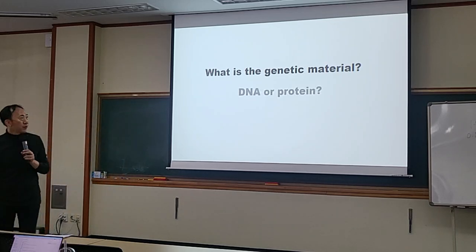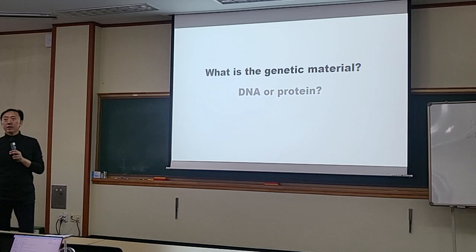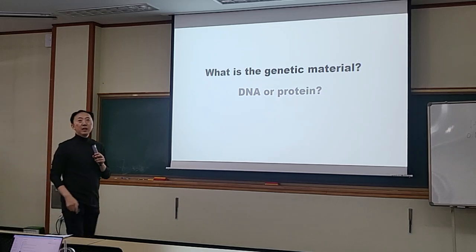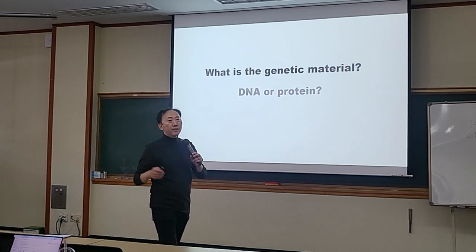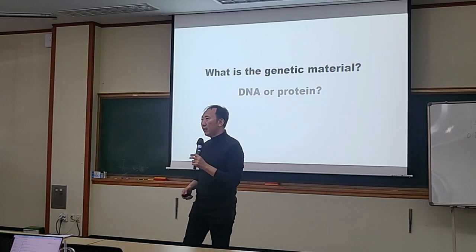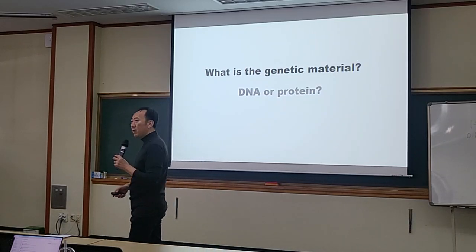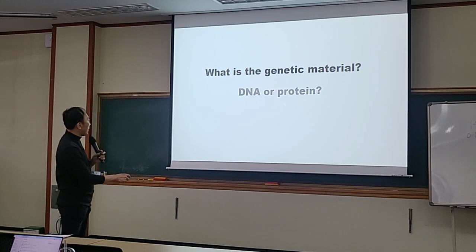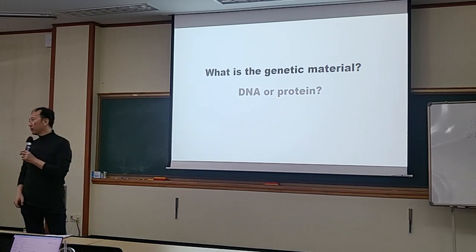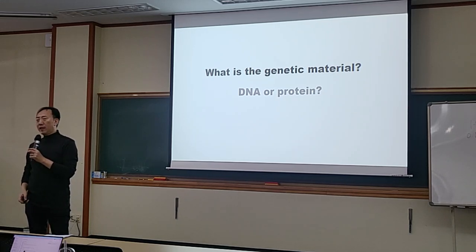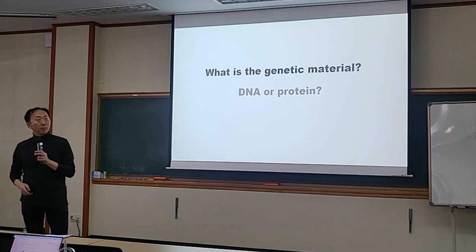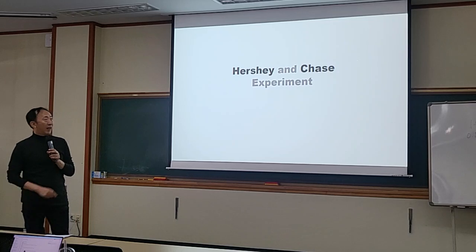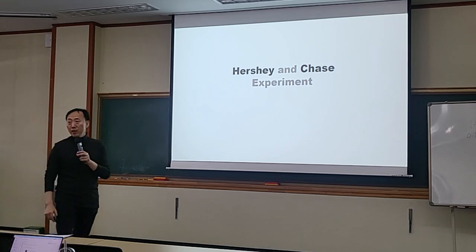The candidates were those 3 major components of a biological material: carbohydrates, lipids, proteins, and what's missing? The nucleic acids. The most promising candidate at the moment was the protein. We have seen many different kinds of protein, and it may have more diversity. DNA looked quite boring at the moment, and that experiment is the Hershey and Chase experiment.